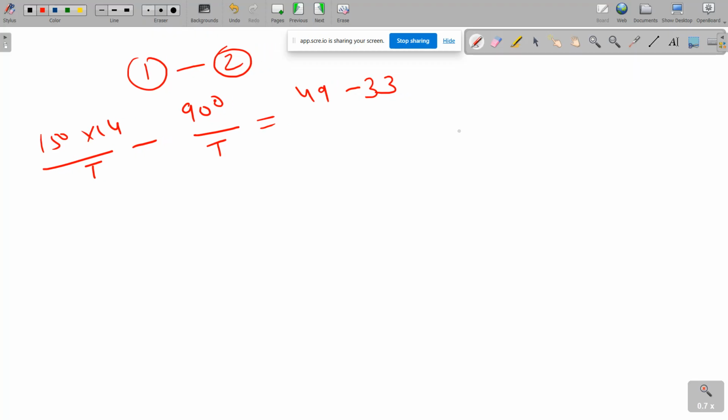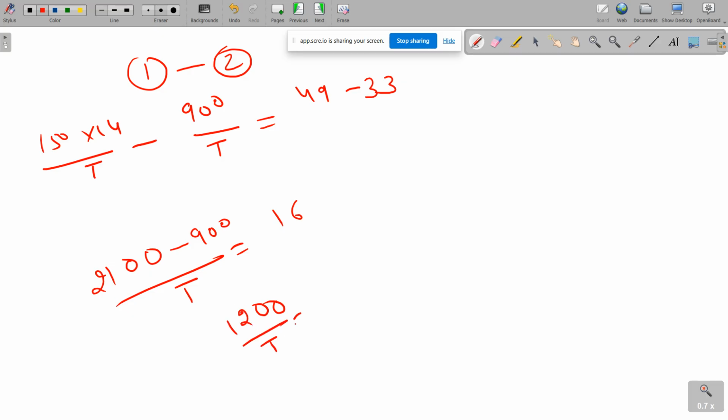Now we are able to finish it in this time. Okay, so we can write as 0 if you multiply this. Okay, 0, 100 minus 900 divided by t is equal to 16, right? So it is 1200 upon t is equal to 16. T is equal to 1200 upon 16.